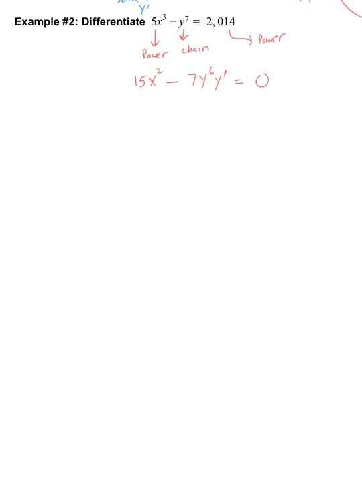Okay, so now all terms with y prime in it have to be on the left, and all terms without y prime in it have to be on the right. So this has to move over to the right. So we are going to subtract off 15x squared from both sides. All right, this term right here has a y prime in it, so that stays on the left. All right, so on the left now, these cancel. I'm left with negative 7y to the 6th y prime. On the right, I'm left with negative 15x squared.